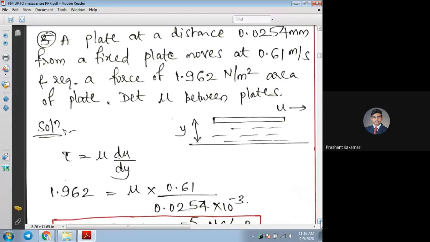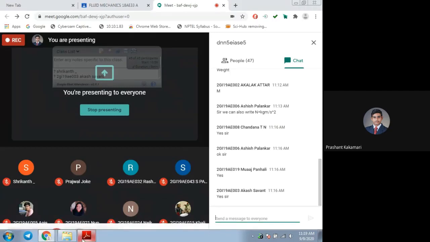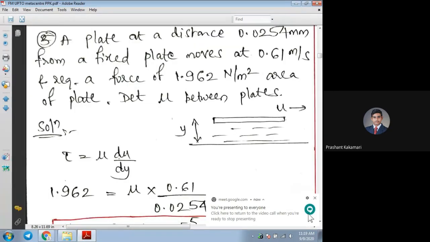So once you substitute all these values, one can get the mu value. So how much are you getting by this equation? Just check. Mu equal to 1.962 into 0.0254 into 10 raised to minus 3, whole divided by 0.61. So you'll get the dynamic viscosity, or coefficient of viscosity. So Newton has given this law to find the coefficient of viscosity.